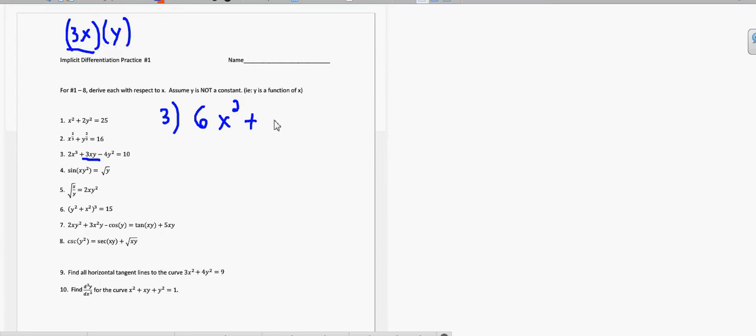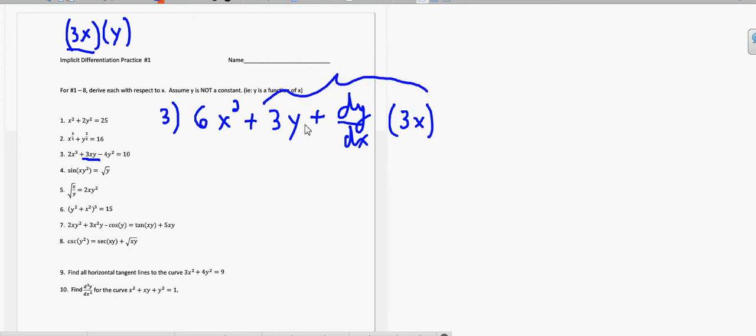Product rule says derive the first thing, that's 3, times the second, plus derive the second thing, that's dy/dx, times the first thing. That's the derivative of 3xy. Minus 8y squared, just by power rule, times dy/dx, since there's a y being derived. And that is 0. Now, our goal in this case is always to solve for dy/dx, so we move everything that does not have dy/dx onto the other side, and everything that does have dy/dx onto the left side. Since there's nothing over here, it's just 0, we don't have to worry about that.